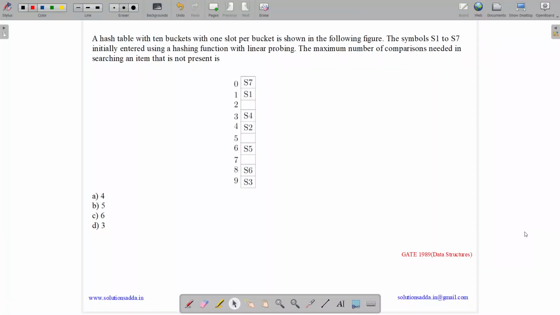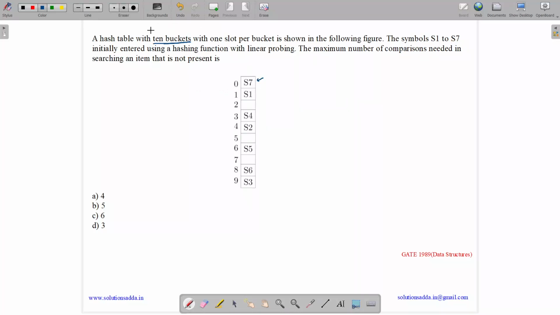This question belongs to data structure subject and the topic name is hashing. It was asked in GATE CSE 1989. So the question states a hash table with 10 buckets. So we are given a hash table with 10 buckets with one slot per bucket. So we can just have one slot per bucket.